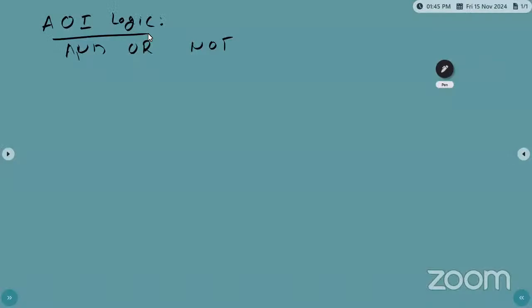1 will become 0, 0 will become 1. Okay, so now we are going to study the Boolean functions of algebra. Okay, Boolean algebra.